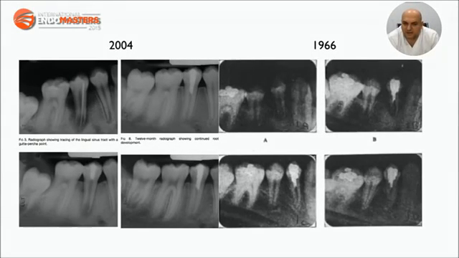And these are the comparative radiographic images of both cases: Bunch and Trope in 2004 and Rule and Winter in 1966.